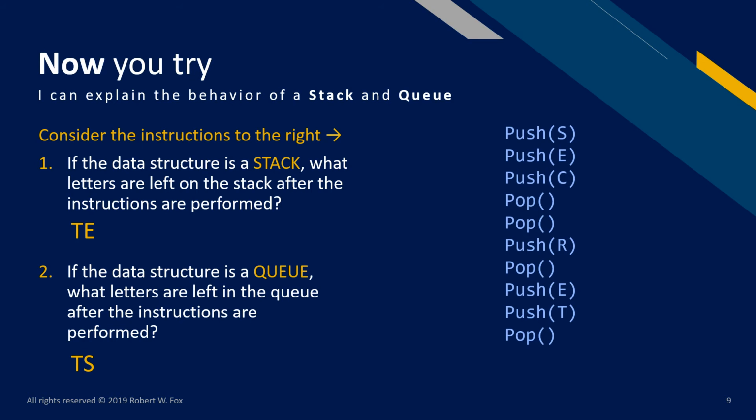If the data structure is a stack, then after doing those operations, we should have the letters T and E left. T would be on the top and E would be right below it. And if the data structure was a queue, then the letters left would be T and S being at the front of the line and T being at the back.